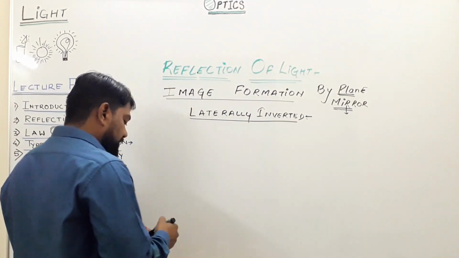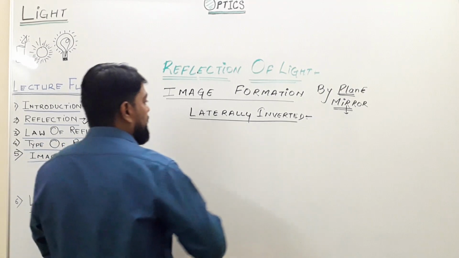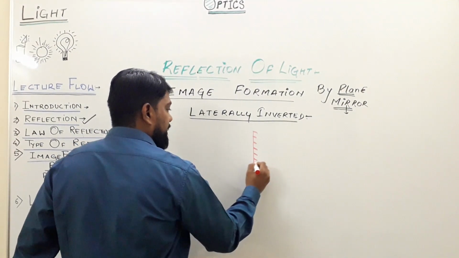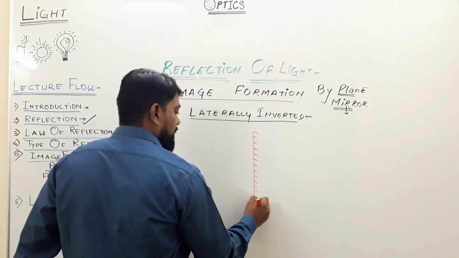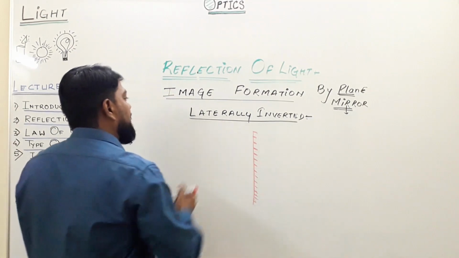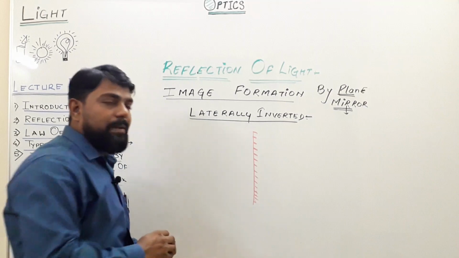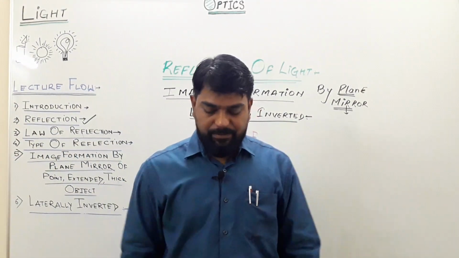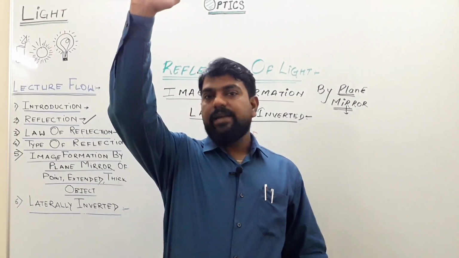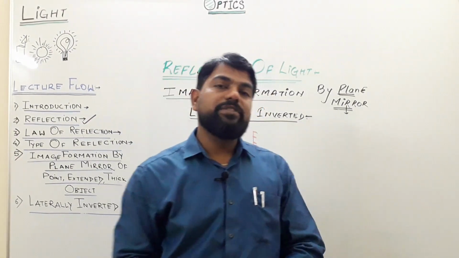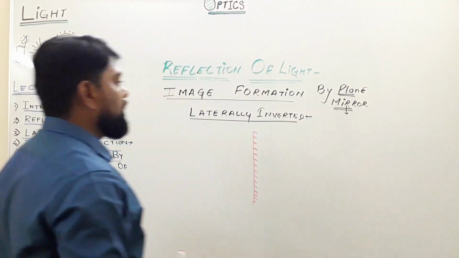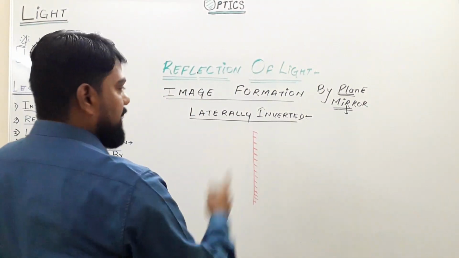What happens in that particular case? Suppose you have a mirror. Laterally inverted means what? Laterally means perpendicularly. When we see ourselves in a mirror and we raise our right hand, what do we see? That the left hand has been raised. So the image is laterally inverted.